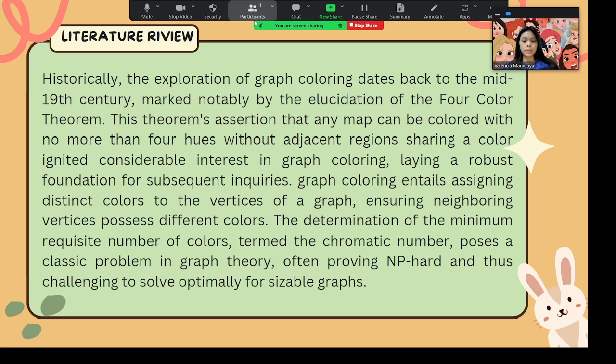Within wireless communication networks, it aids in assigning non-interfering frequencies to transmitters, avoiding signal collisions among neighboring units. Moreover, in compiler design, map cartography, and traffic signal synchronization, graph coloring optimizes resource allocation and problem resolution.